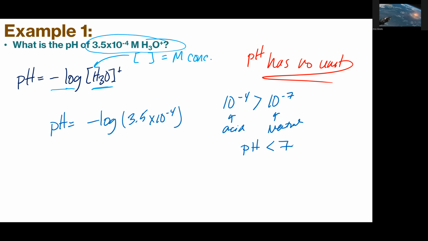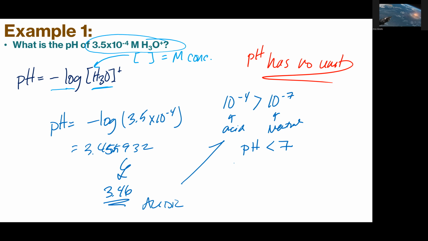When we do this, 10 to the minus 4, 3.5, what do we get? We get 3.455932, and we're going to round this to 3.46. Typically, pH is presented with 2 decimal places. There is a significant figure rule here that deals with logs. I don't care about it right now; if you're curious about it, ask me in class. This pH is acidic, which is what we predicted, so this makes sense.